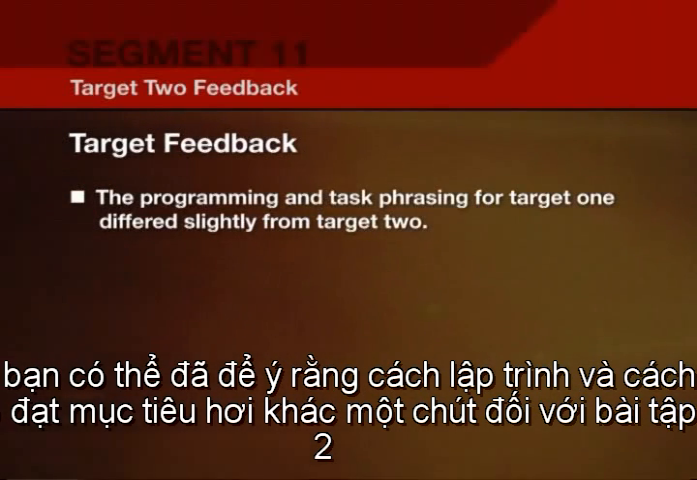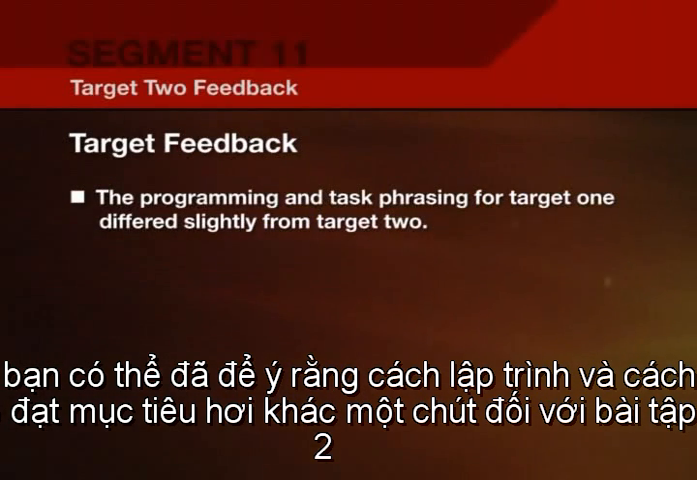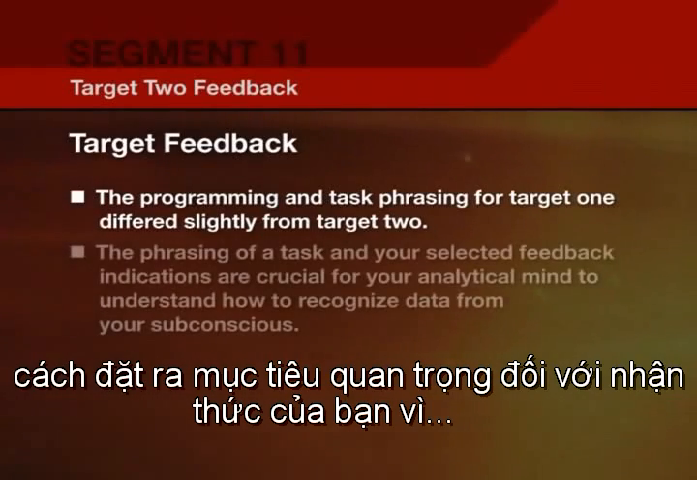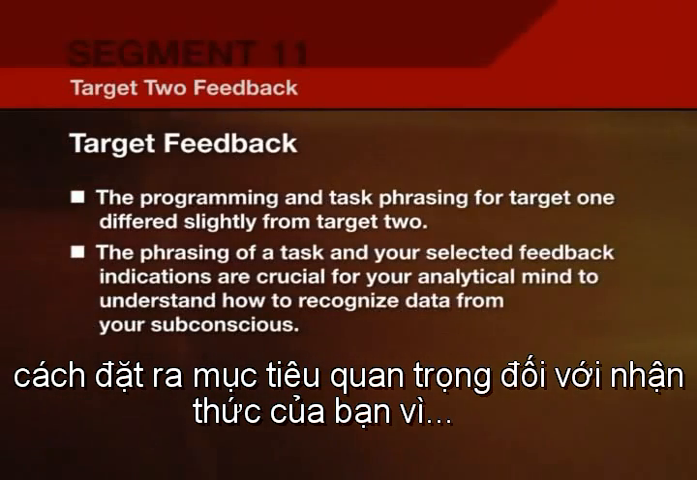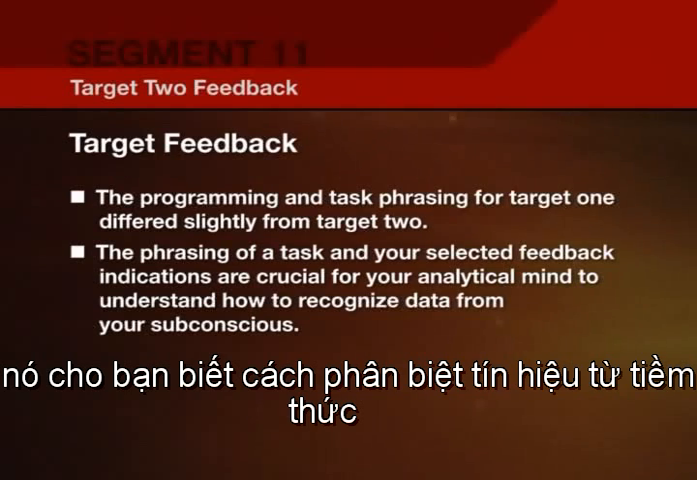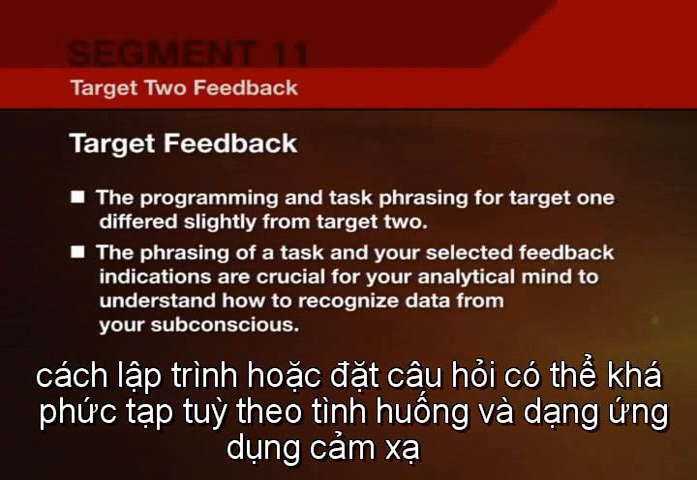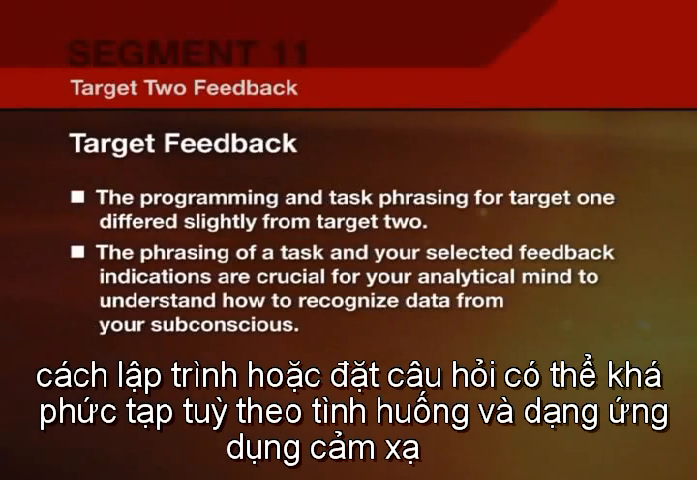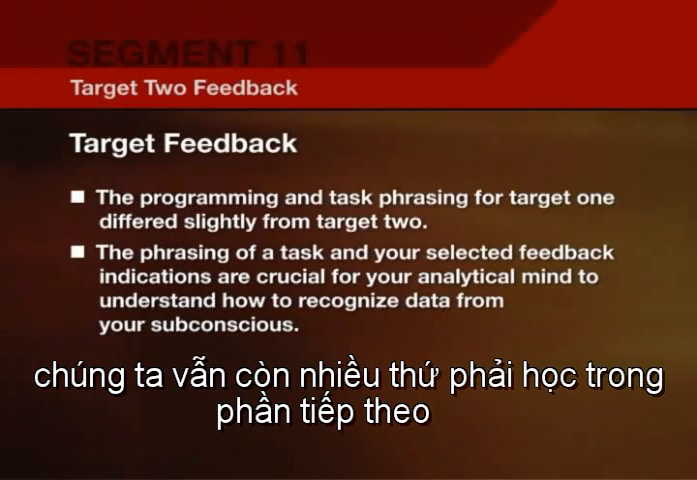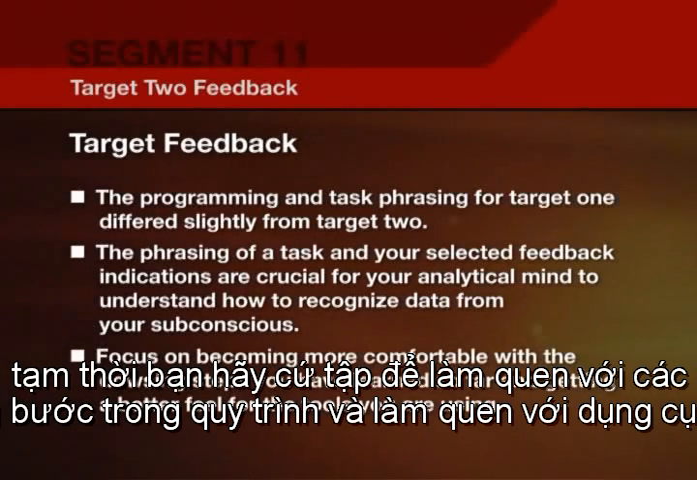You may have noticed that the programming and task phrasing for Target 1 differed slightly from Target 2. The phrasing of a task and your selected feedback indications are crucial for your analytical mind to understand how to recognize data from your subconscious. The different methods utilized to set up tasking and define programming indications can become quite complex and is mostly dictated by the dowsing situation. We still have a lot to cover, so we'll come back to phrasing and programming later in the training set. For now, stay focused on becoming more comfortable with the dowsing steps you have learned so far and getting a better feel for the tools you are using.